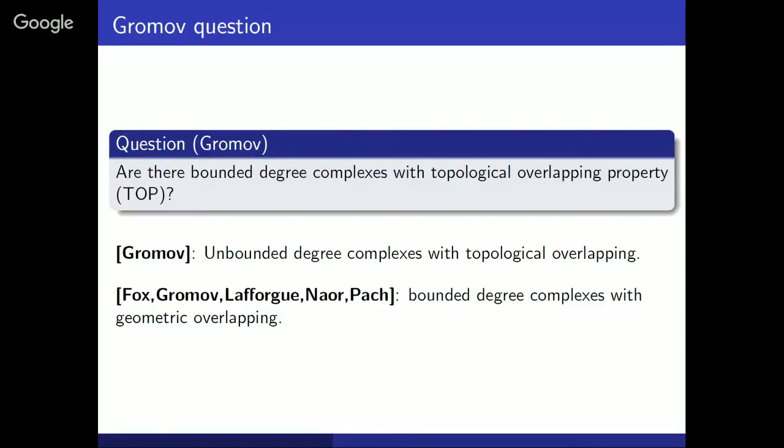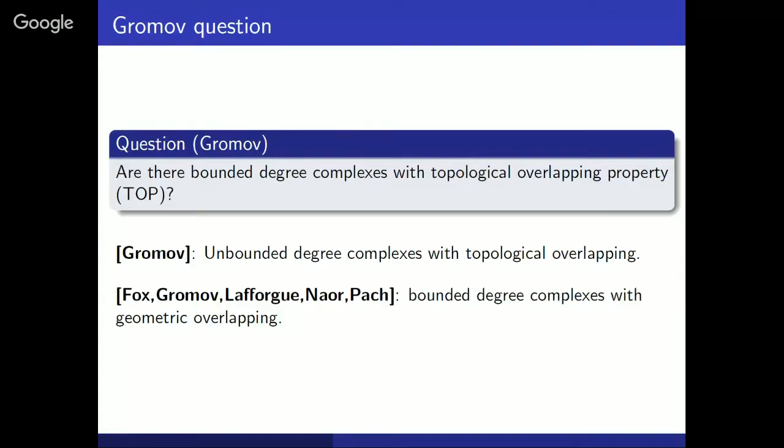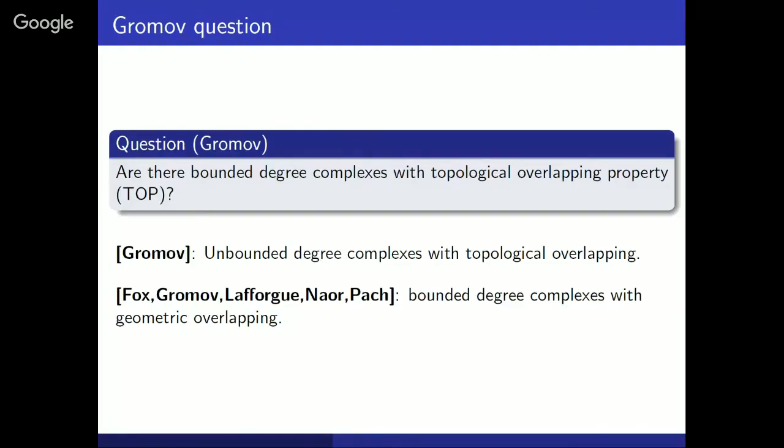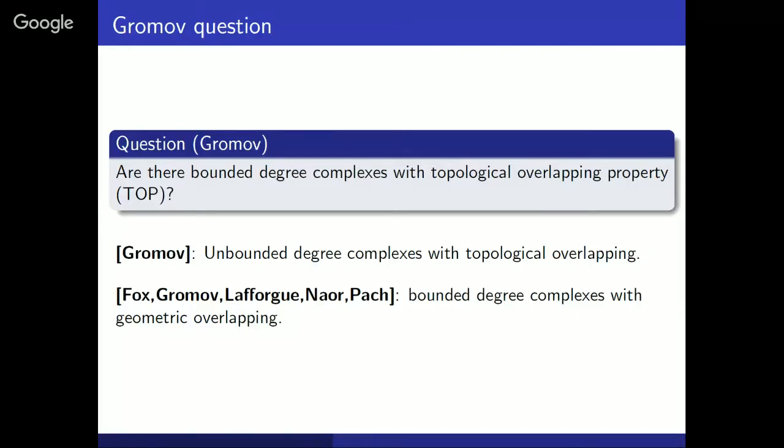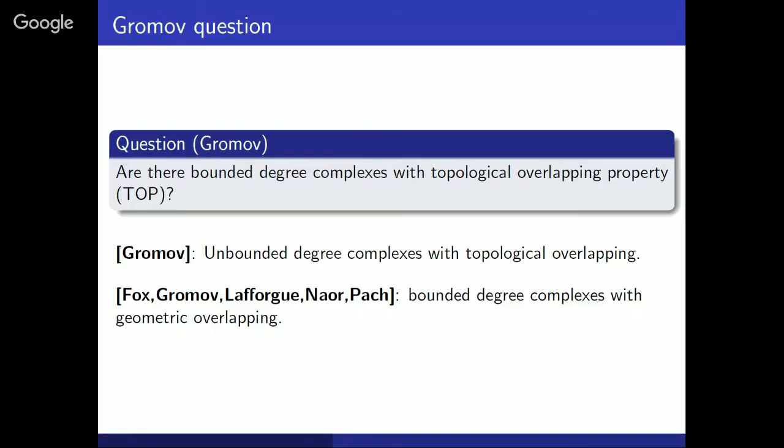Tali, another question. What's the definition of bounded degree? So what's the degree here? The degree where? You said bounded degree complexes. Ah, constant degree. You can do any degree that you want, some large enough constant. What's the definition of the degree here? Let's say it is the number of triangles, the number of edges touching a vertex.